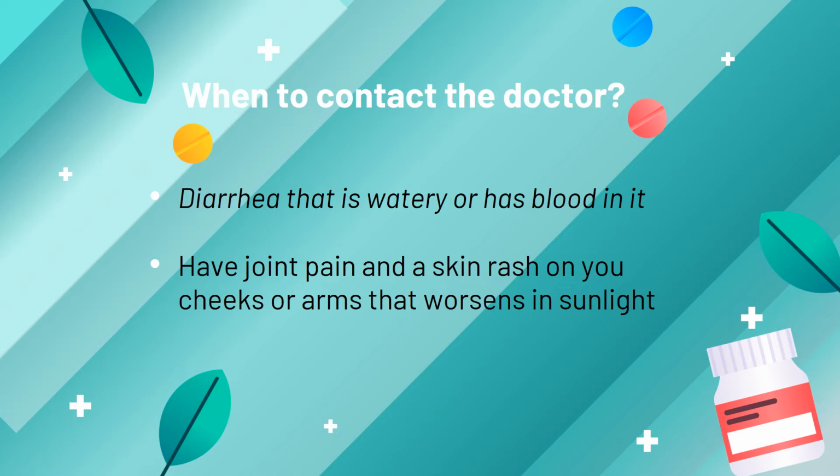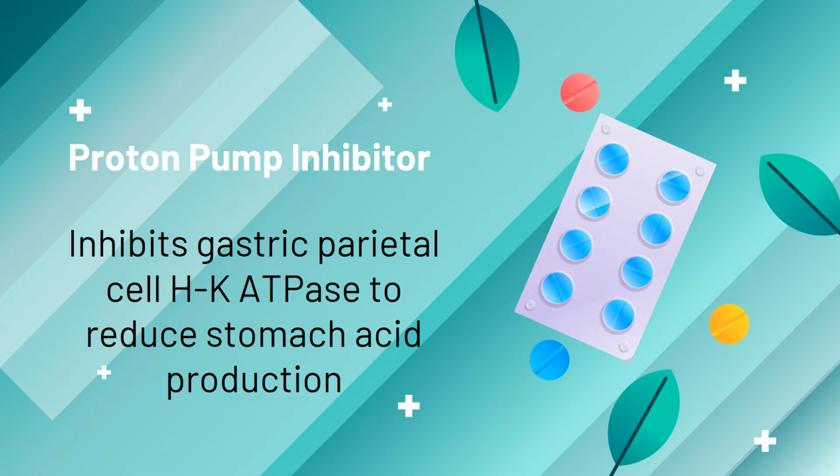When should the patient be advised to contact the doctor? If the patient is experiencing diarrhea that is watery or has blood in it, or when the patient has joint pain or skin rashes on the cheeks or arms that are worsened in the sunlight, the patient should contact their doctor immediately. Now let's talk about the background information about this medication.